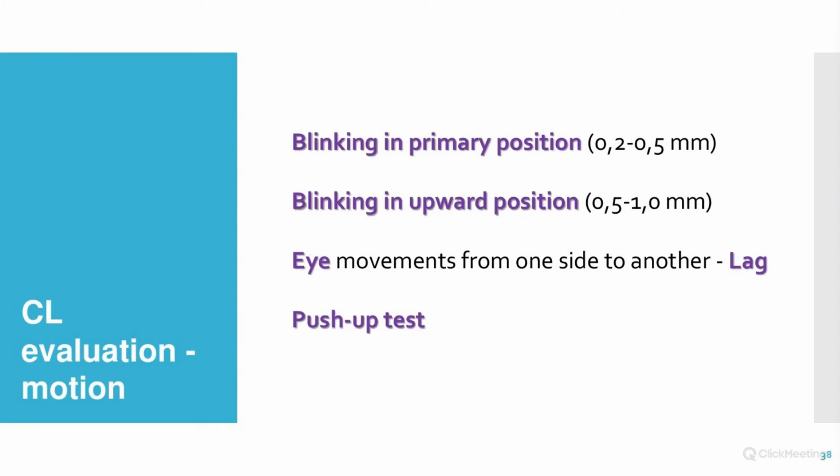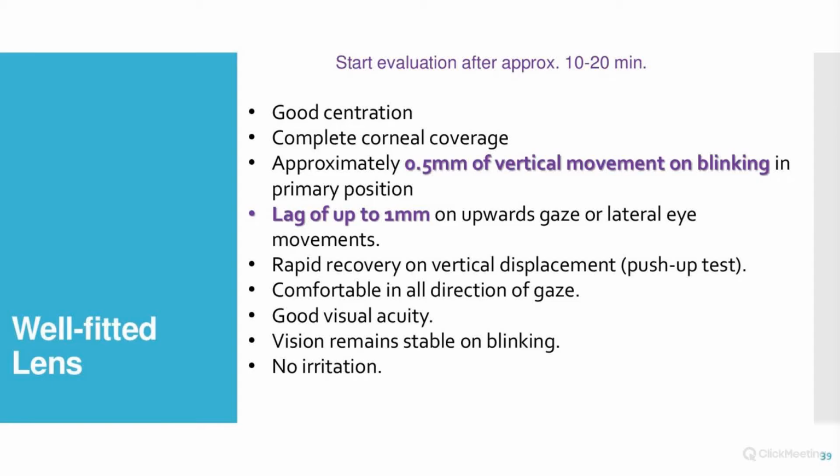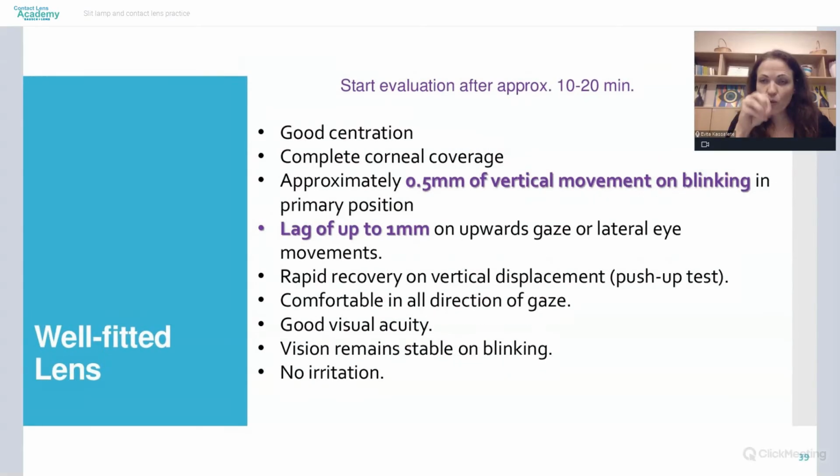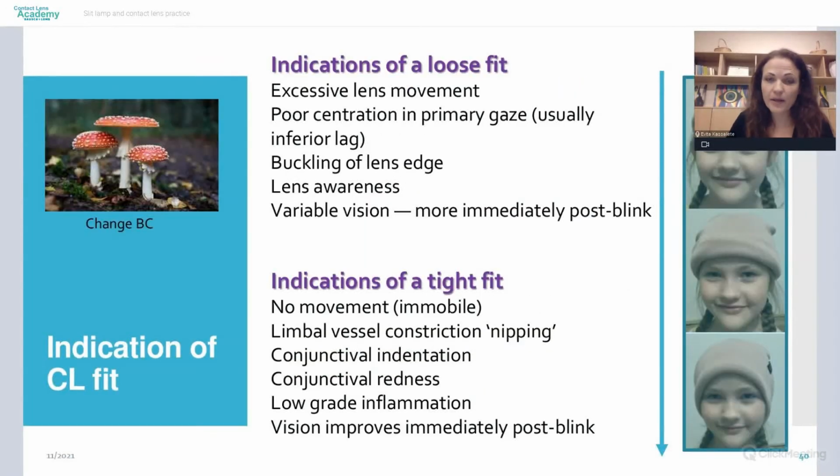I will show you how it must be done. And what is a well-fitted lens? It's a good centration, complete corneal coverage, approximately 0.5 movement. It's better to have 0.5 movement than 0.2 because it's the minimum we need to see, as the contact lens on the eye must move, and lag of these movements around 1 millimeter, rapid recovery on vertical displacement after the push-up test, comfortable for the patient, good visual acuity, vision remains stable over blinking, no irritation. It's a good contact lens.